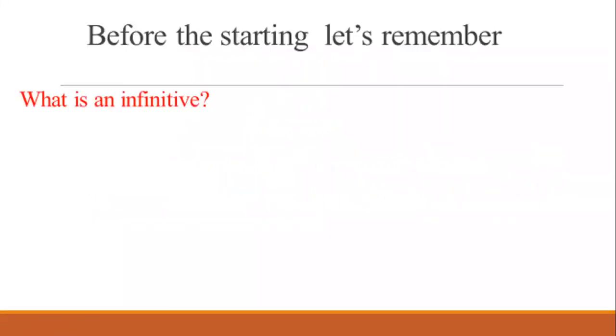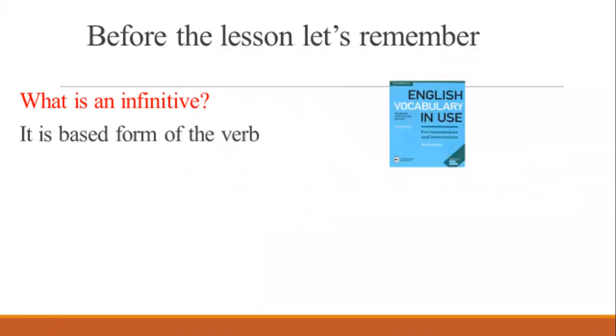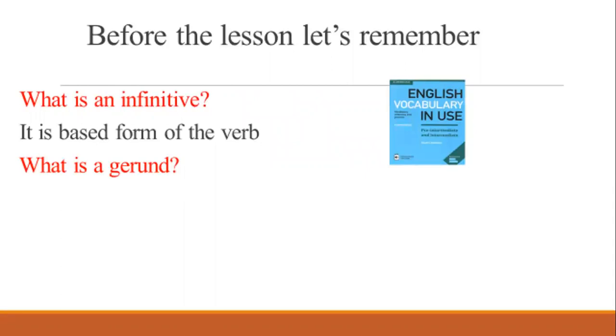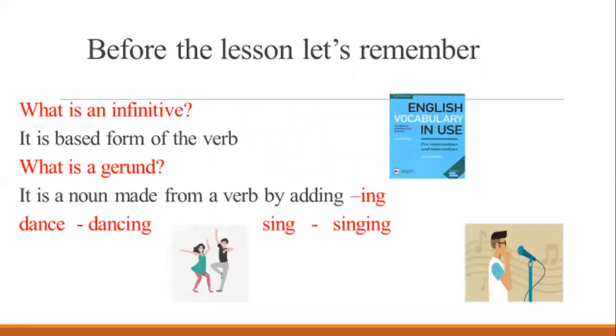Before starting the lesson, let's remember, what is an infinitive? Yes, you're right. It is the base form of the verb. You can find it in English vocabularies. What is a gerund? Yes, you're right. It is a noun made from a verb by adding -ing. For example, dance, dancing, sing, singing.